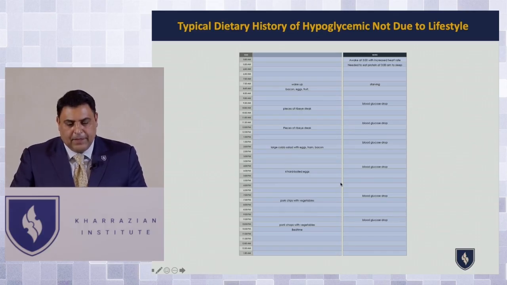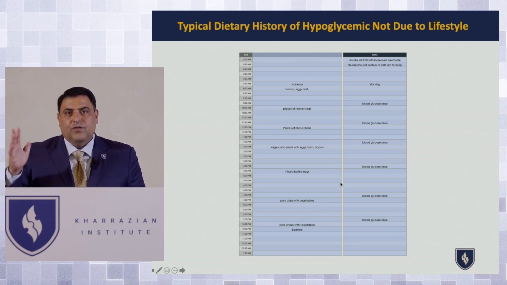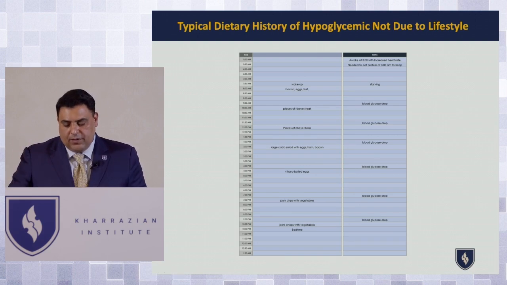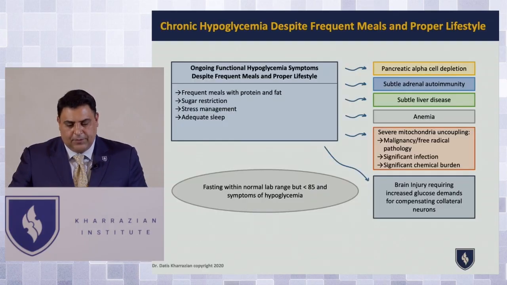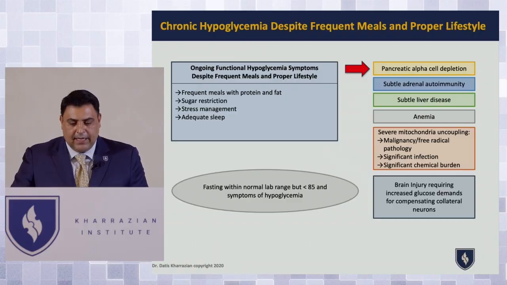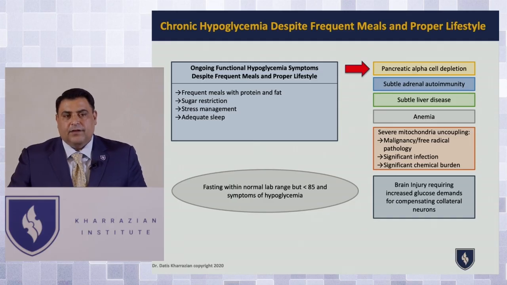Those are people whose blood glucose is in the physio-functional range of less than 85, but within the normal laboratory reference range, not below, let's say, 65. You suspect they may have some underlying metabolic imbalances. They could have pancreatic alpha cell depletion. Like I was saying before, a chronically hypoglycemic lifestyle over a period of time does deplete alpha cells, just like chronic insulin resistance depletes beta cells.